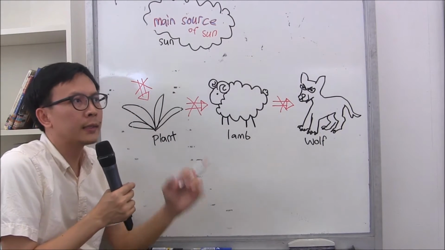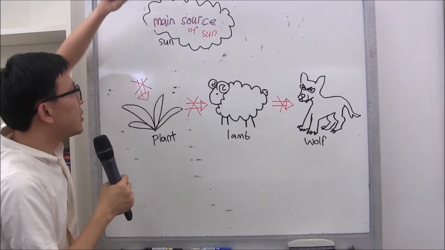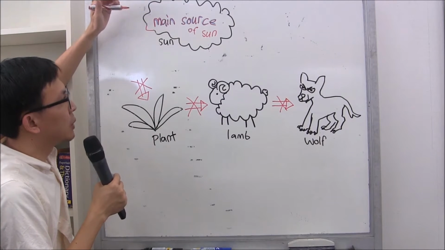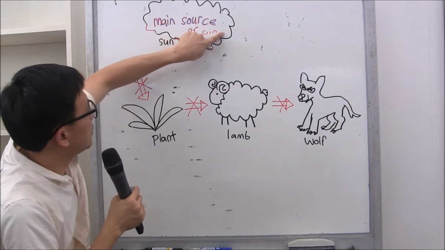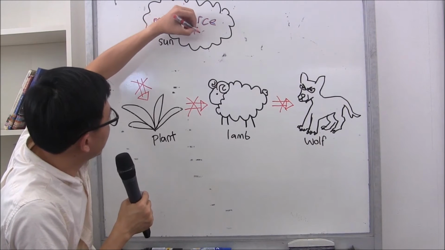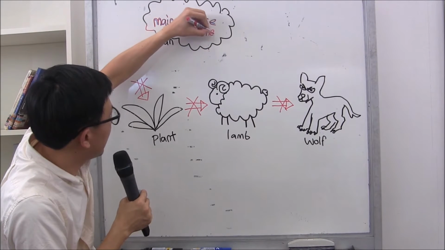So what is going on is, without the sun, I'm just emphasizing why the sun is the main source of energy. I hope you all spot the mistake here, because you have a spelling error, it's main source of energy.